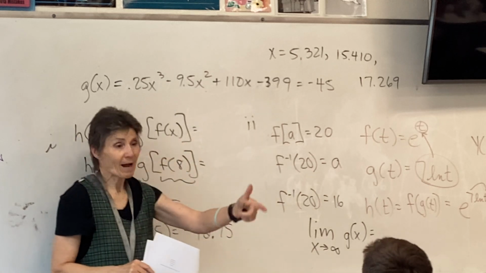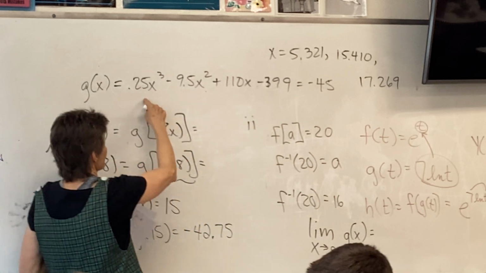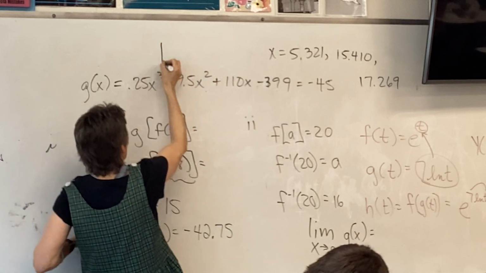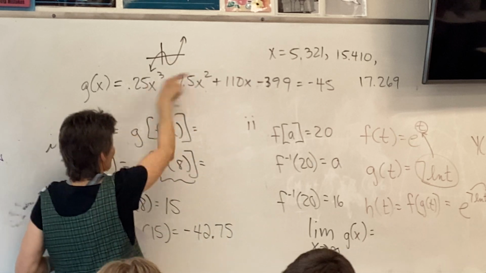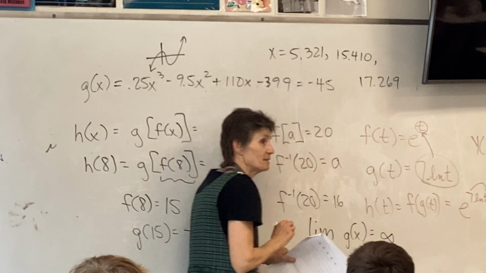So you've already graphed it, so you should know that even without the graph, this is a positive coefficient cube, so it looks like this. So as it increases, you should see on your calculator, it's shooting up into space.